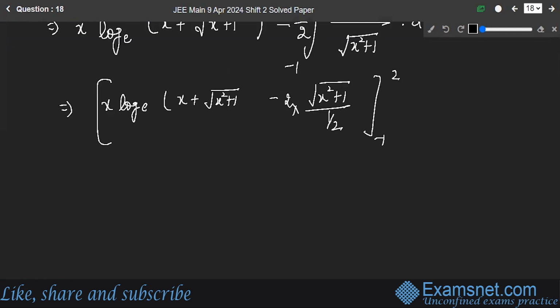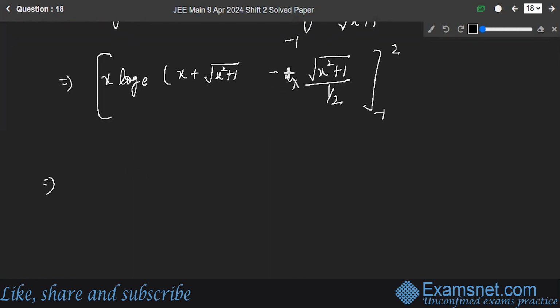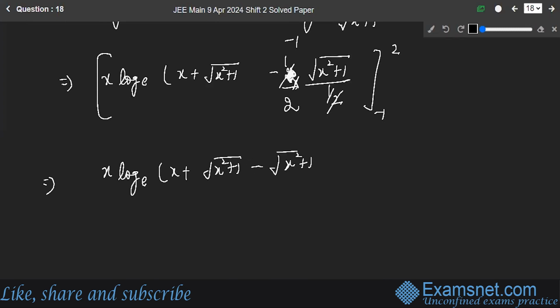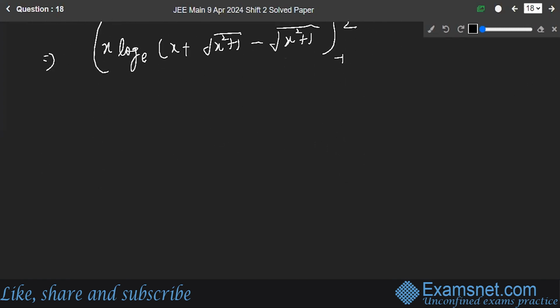Minus 1 to 2. This will give me this 2 and this 2. This will also cancel because this is divided by 1 by 2. And yeah, this is 1 by 2 over here. So this 1 by 2 will cancel. You will have x log e of x plus root of x square minus 1, minus this thing, the limits being minus 1 to 2. Now let's put the limits.